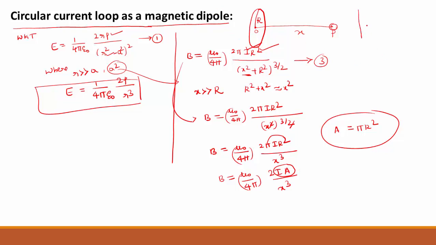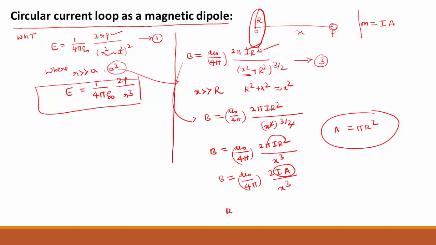In the last class, I already discussed the torque due to a magnetic dipole. M is the magnetic dipole. The magnetic dipole is the product of the current flowing through the loop and the area of the loop. The product of current flowing through the loop and area of the loop is called the magnetic dipole.